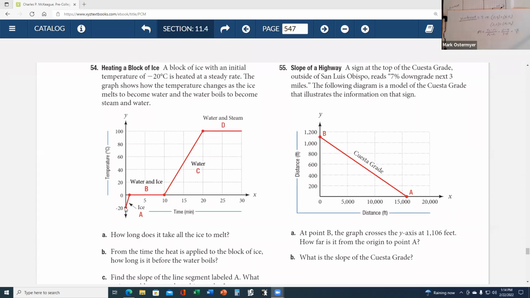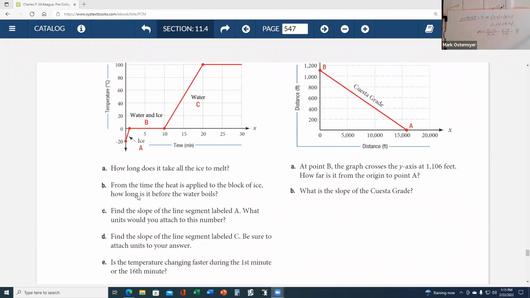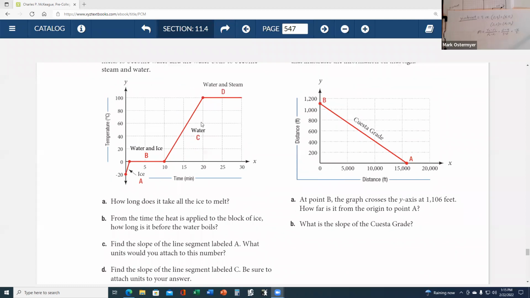No, that's going to be difficult to determine because we don't know what this x-intercept is up here. That may be a great question. Let's find the slope of the line segment labeled C. To do that, we need 2 points on this line, and we do have 2 points.